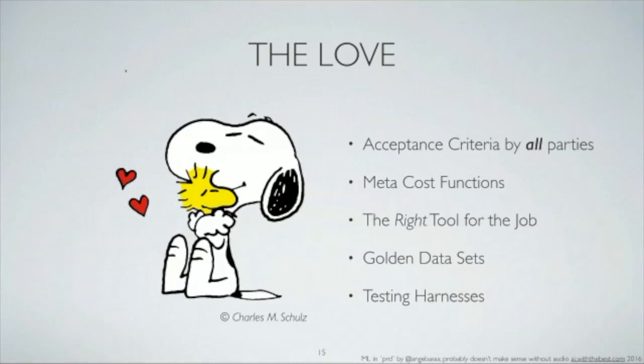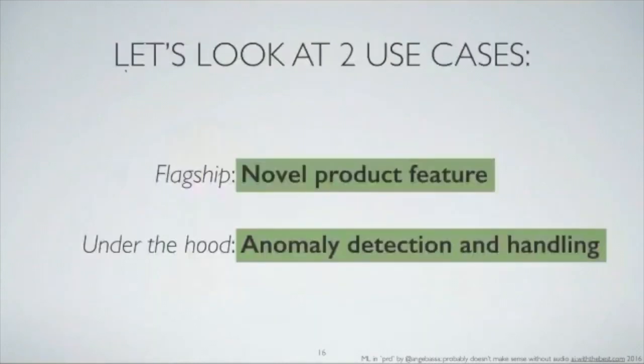Using the right tool for the job, depending on what the job is, rather than fitting the job to the tool. Having golden data sets and a testing harness. And I'm going to go into detail about what all of these mean. So let's talk about a couple of examples where I can let you guys know what the love looks like in real life. So I'm going to talk about 2 things.